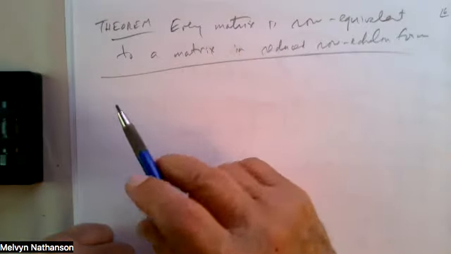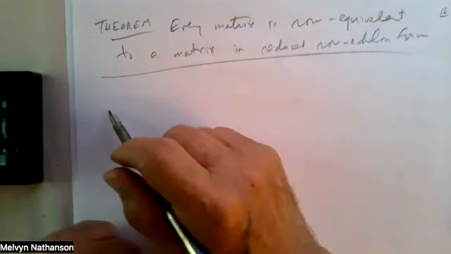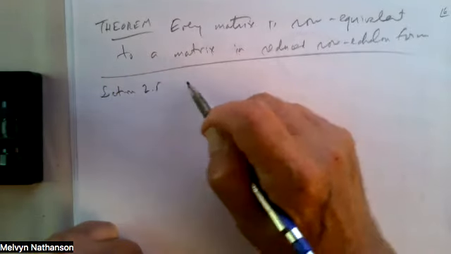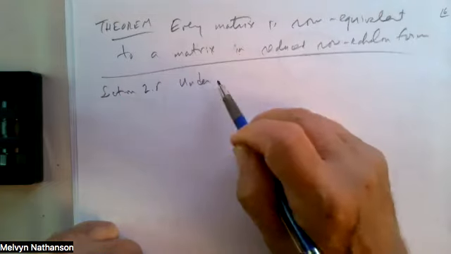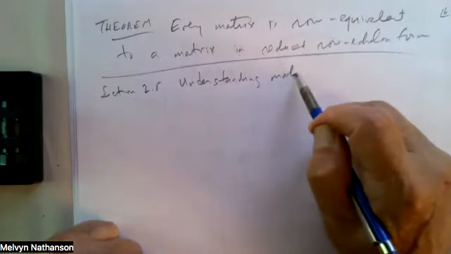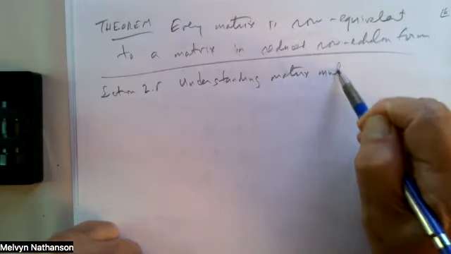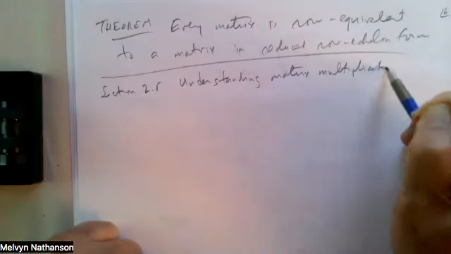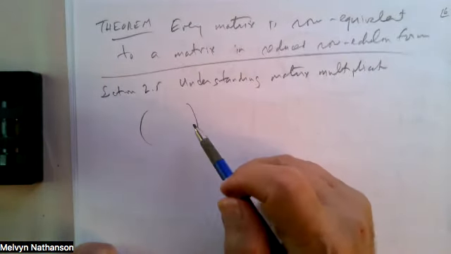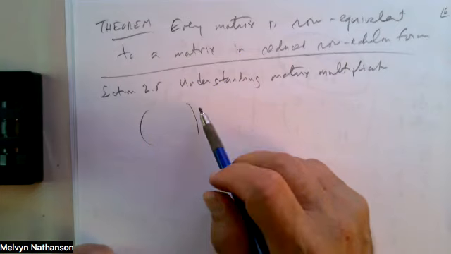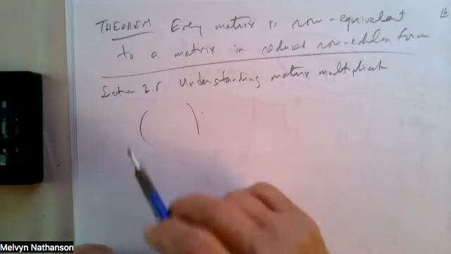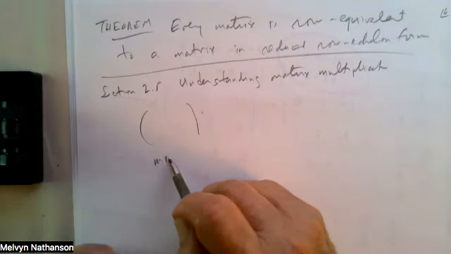Let me say one more thing about matrix multiplication. So in the notes, this is section 2.5. It's called Understanding Matrix Multiplication, which comes down to understanding what happens if you have a matrix and you multiply it on the right by a column vector, or on the left by a row vector.